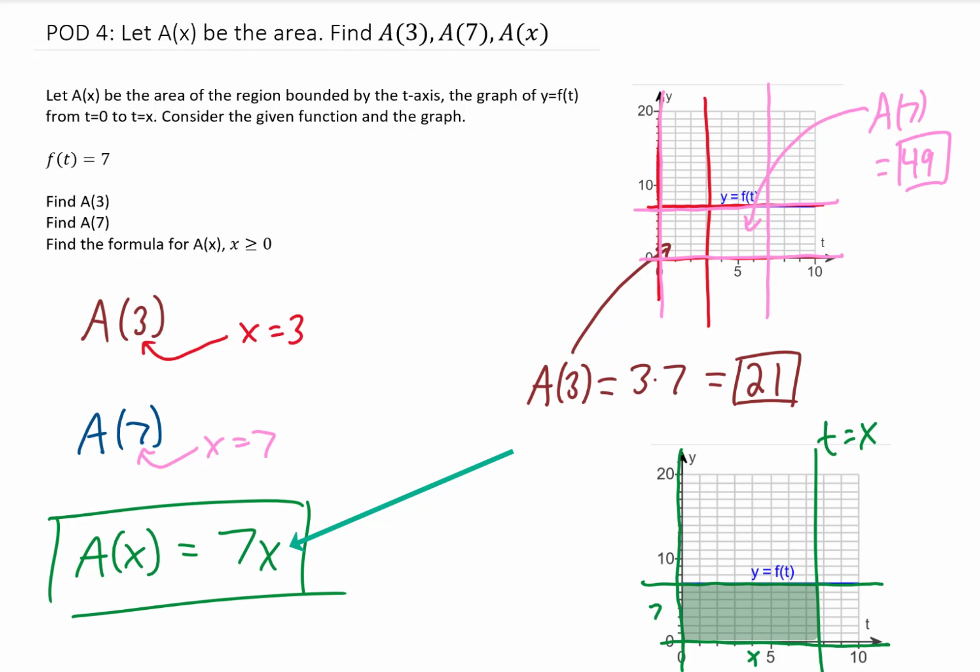We can kind of confirm this result using those previous two answers. When x was 7, we got a final answer of 49. That's just 7 times 7. And when our x value was 3, we got a final answer of 21. That was just 7 times 3.